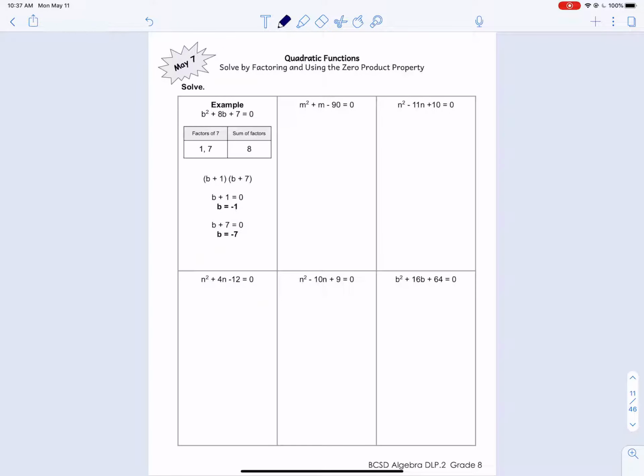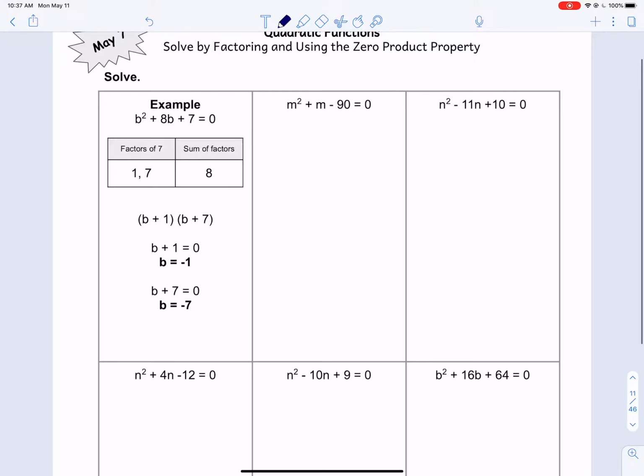Okay, so that's what we're going to do. We're going to find those points, and we're going to do it by factoring. So we don't need to graph it. We're just going to factor, use zero product property, and then solve for those variables. Okay, so let's try the second one. The first one's done for us. So first step is to factor in any way that you know how.